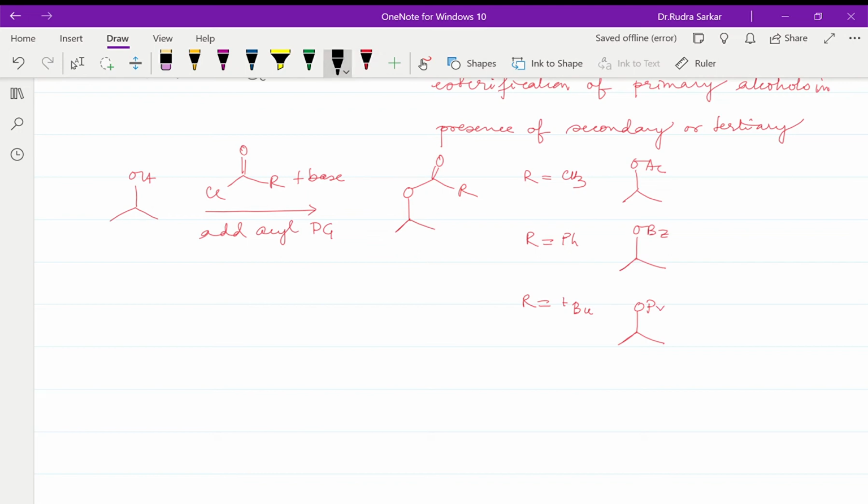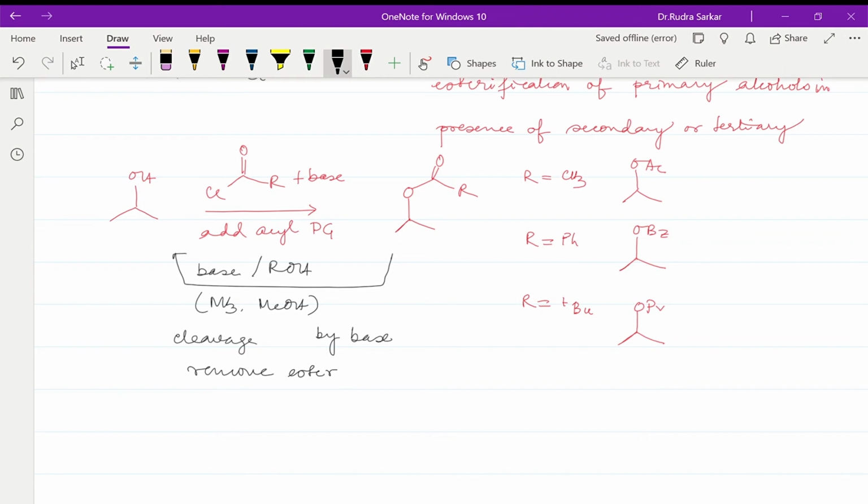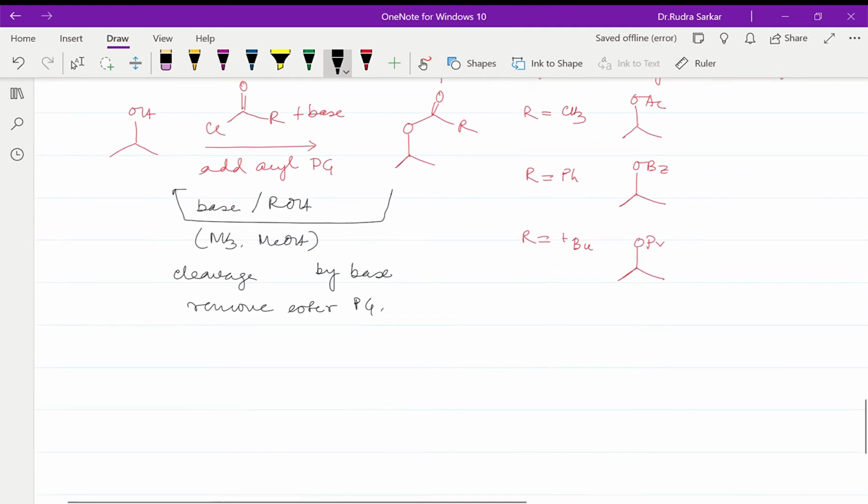Now, if we were to deesterify and regenerate, that is deprotect the ester and regenerate the alcohol, then one may think of using a base in the presence of an alcohol, that is to say NH3 in the presence of methyl alcohol, and that will lead to the cleavage of the protecting group by base, and that will remove the ester protecting group as discussed above.